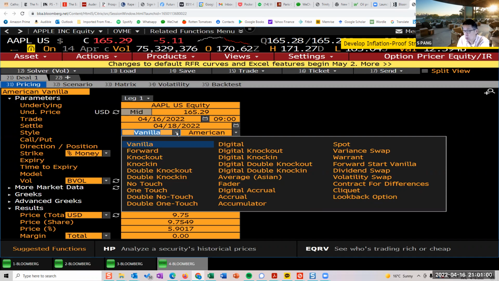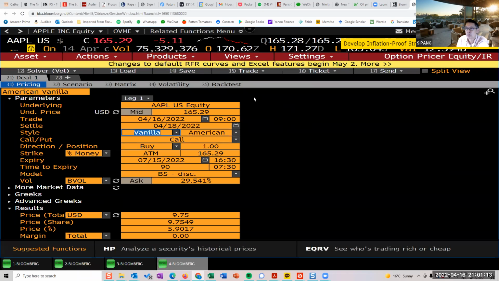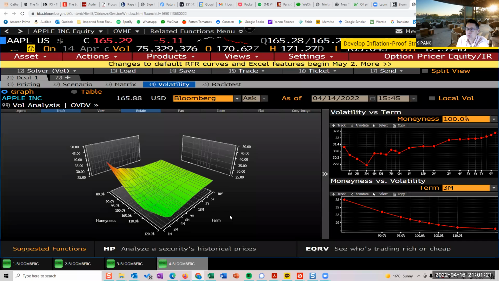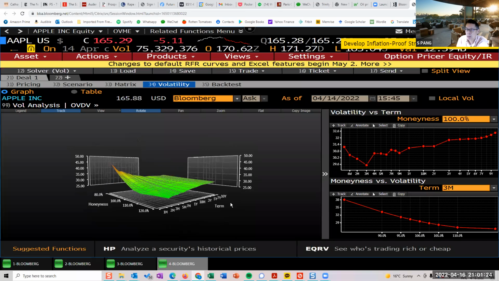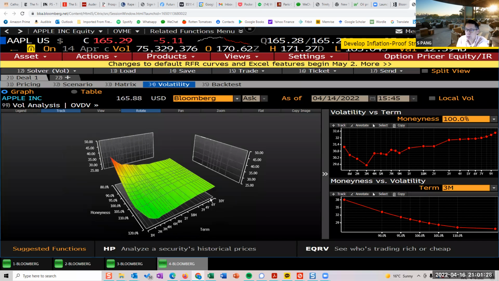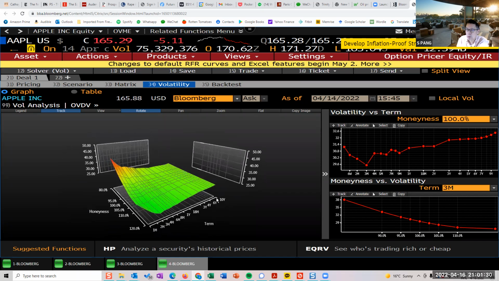Have you heard of these options? Do you even know what they are? There are so many, I can't tell you all of them. But one day, try to play around with this. What I actually wanted to show you was this. If we go to volatility, look at this. How cool is that? Now, apart from being cool, I'll tell you what this is.